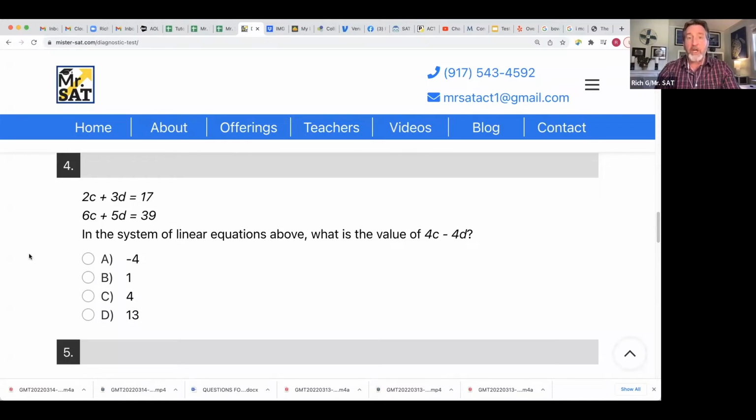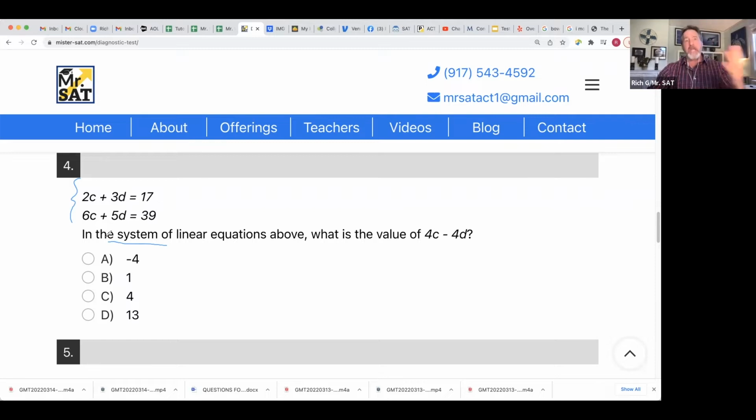It says, in the system of linear equations above, what's the value of 4c minus 4d? I just want to make note that yes, they do call two simple little equations a system. There's just two, but they call it a system. Let's not be confused by that. I think of systems as being much more elaborate than that. Gears and chains and clocks and bells and whistles, that's a system. Not two little equations, but they call it a system. Are they trying to confuse us? They might be. But now we know when they say the system of equations, it's just two little equations.